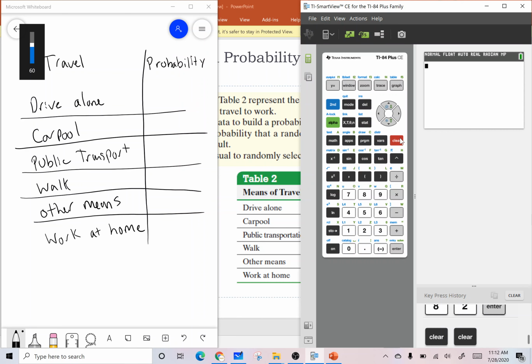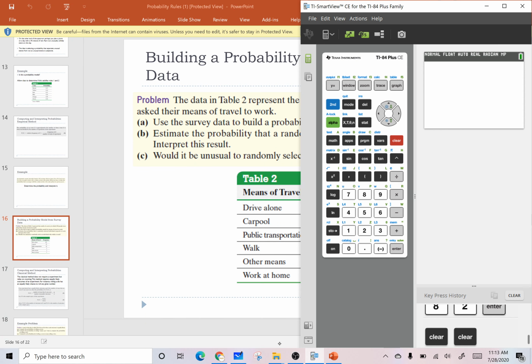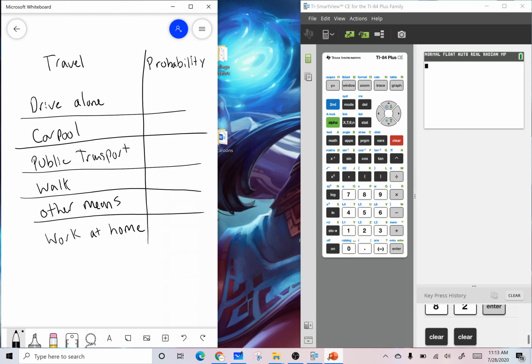Okay, so welcome back. Now that we've got the table set up, it's time to do this. We've got 200 people. We asked each one what they do to get to work. They want us to create the probability distribution, so we're going to do that. We had 153 drive alone.